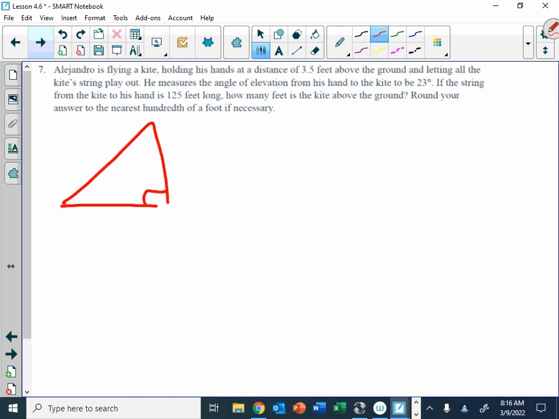He measures the angle of elevation from his hand to be 23 degrees. Where's that going, X or Y? Y. It's always Y. 23 degrees. So this is Alejandro. Sometimes it helps me to actually draw that. If the string from the kite, so kite's up here, obviously above the ground. If it was at the ground, that would be a really poor kite.